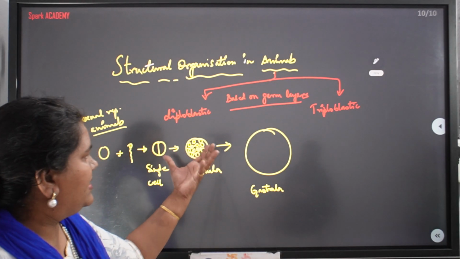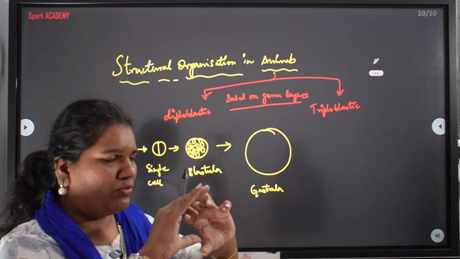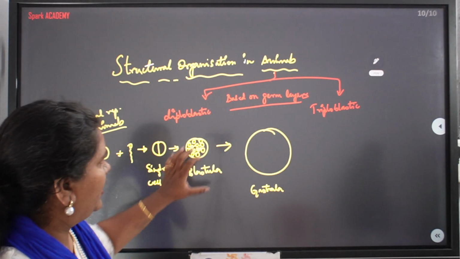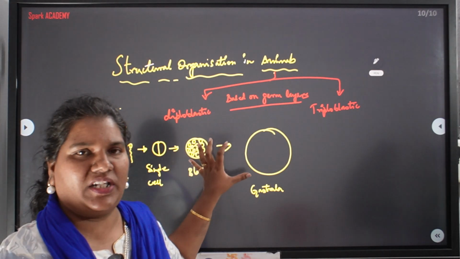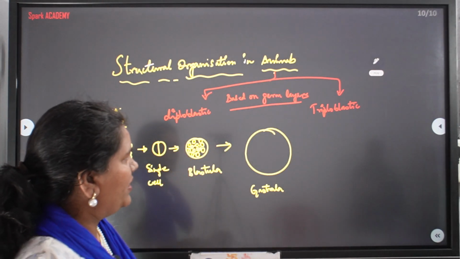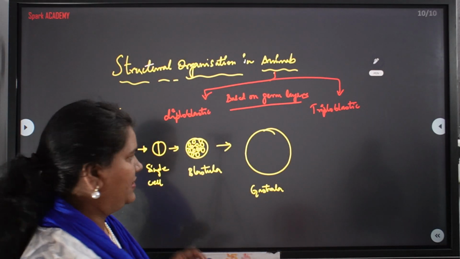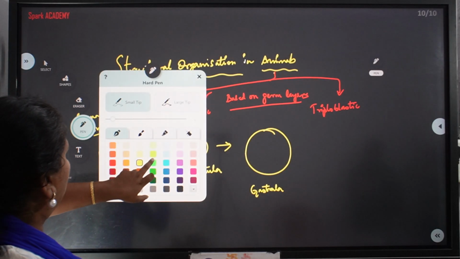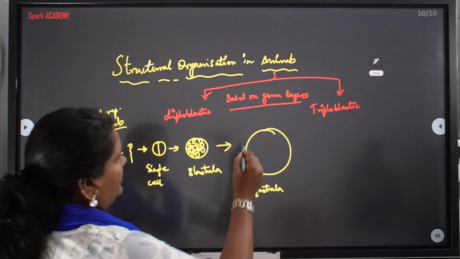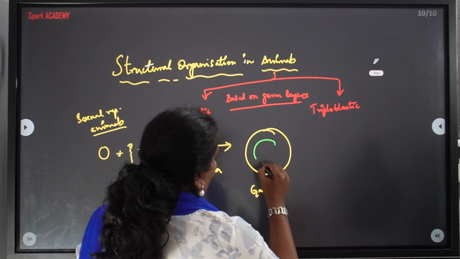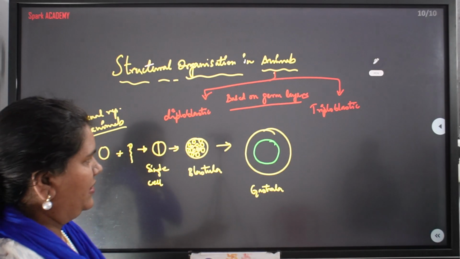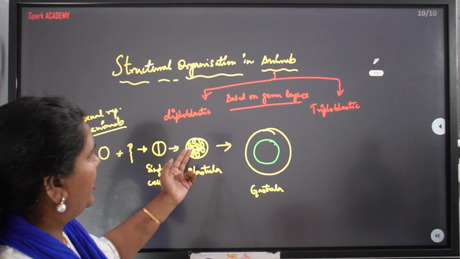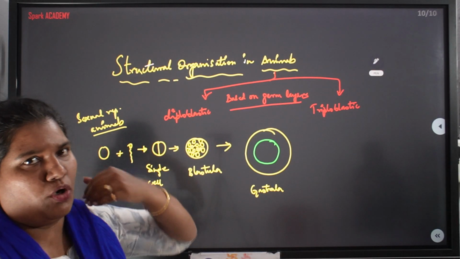The cells inside the blastula will now start moving and taking their position. In some animals, the cells inside the blastula, which are called blastomeres, will form two layers, an external layer and an internal layer. So let me take another color. This is an external layer and this becomes an internal layer in some animals. The cells within the blastula form these two layers.